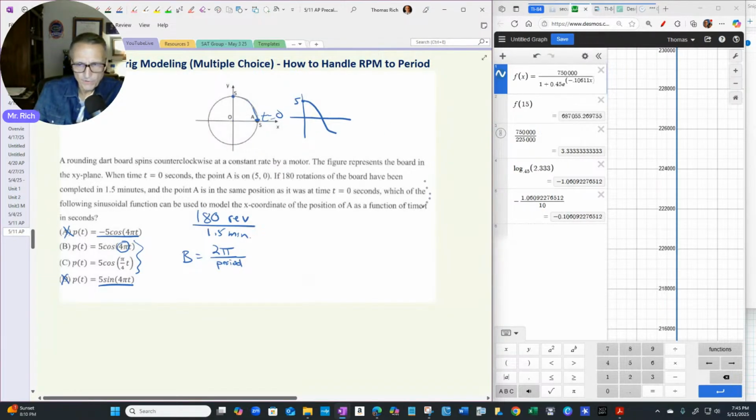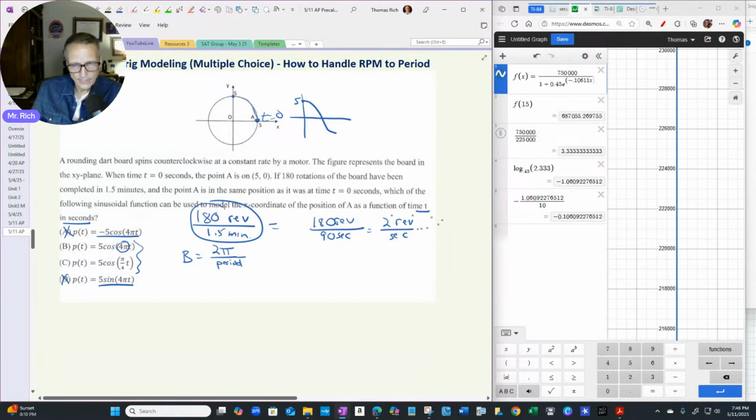And what you have to be careful of here is that time is in seconds, but they gave me these revolutions in minutes. So the first thing I'm going to do is take the 180 revolutions and divide it by 90 seconds, because 1.5 minutes is 90 seconds. So that means it's 2 revolutions per second.